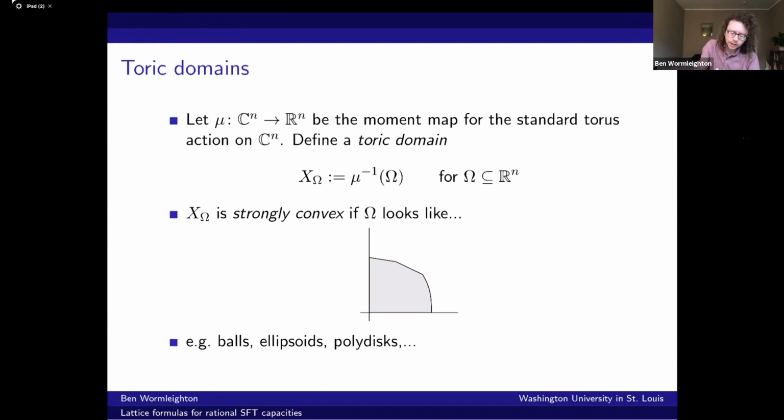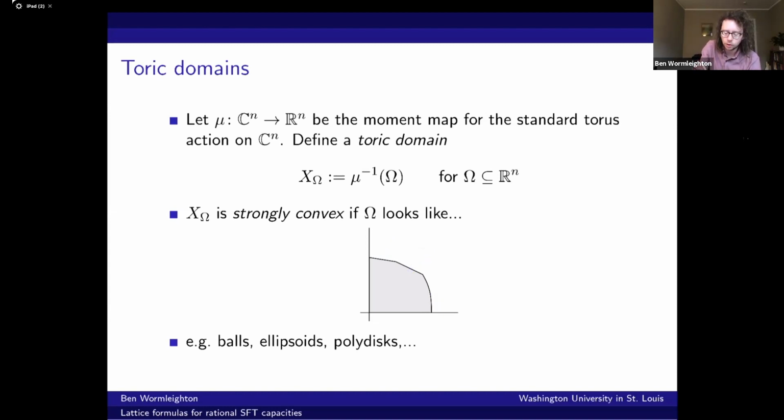Okay, so the particular kind of toric domains we'll focus on are called strongly convex. So X_Omega is strongly convex if, again roughly, Omega looks like the following. And the key thing about this picture is that the normals to the boundary of Omega, or at least the boundary away from the axes, are all pointing in the positive orthant. They're all pointing in directions inside the positive orthant.